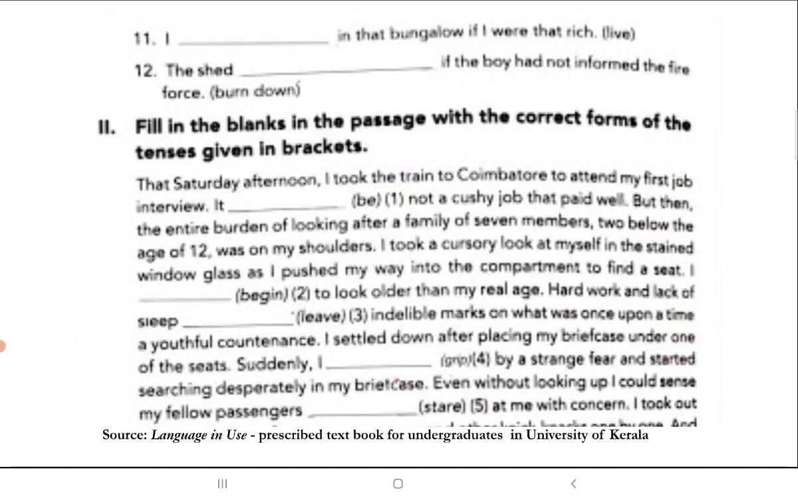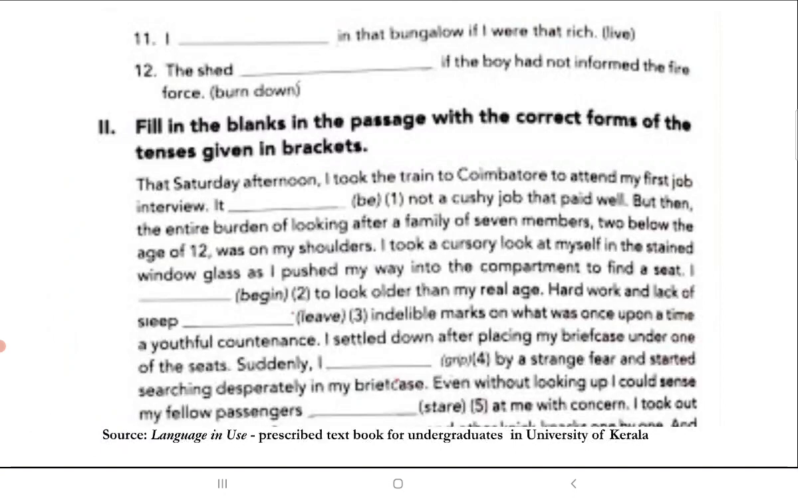The shed dash if the boy had not informed the fire force. The shed dash burned down is in the brackets. The shed would have been burned down.